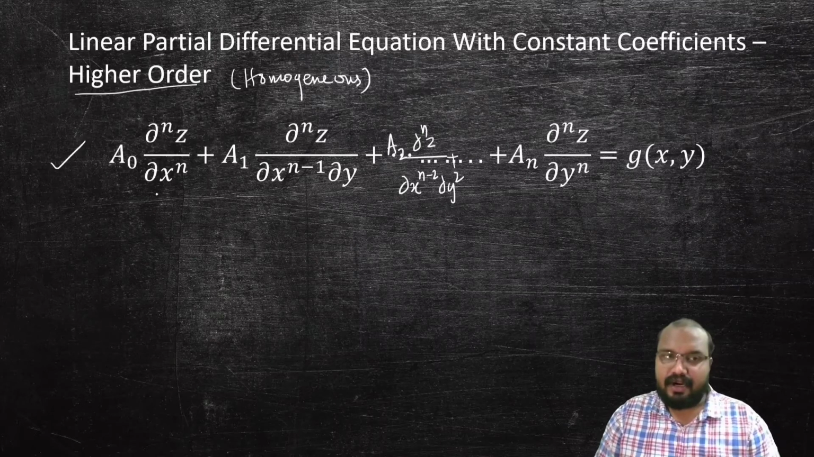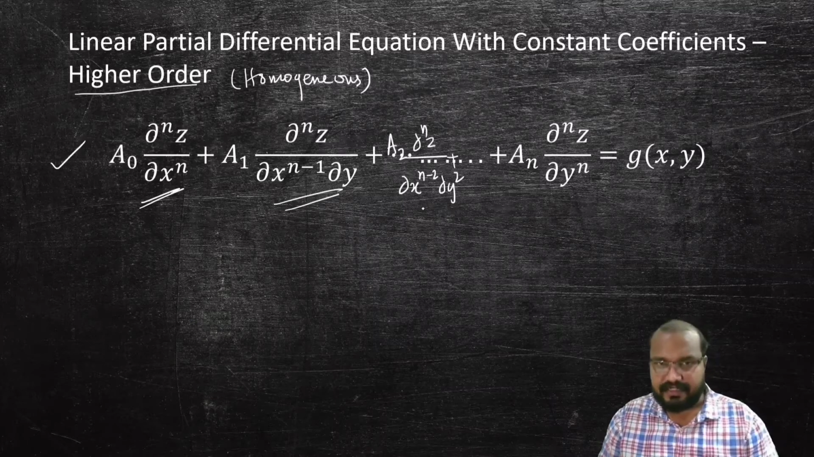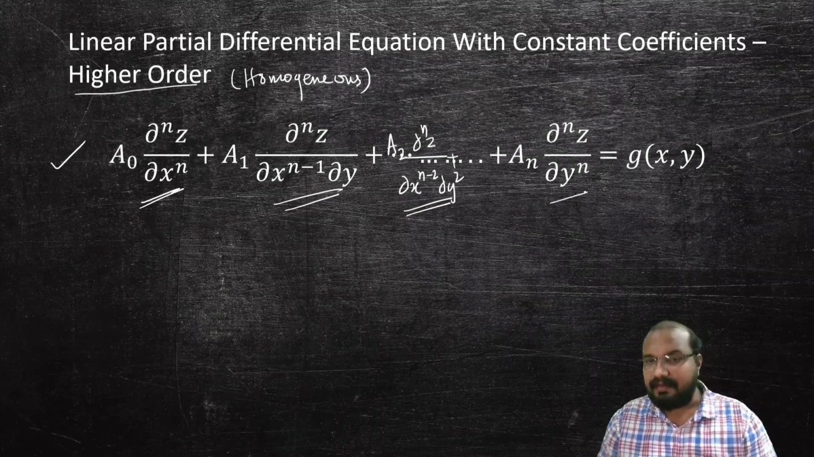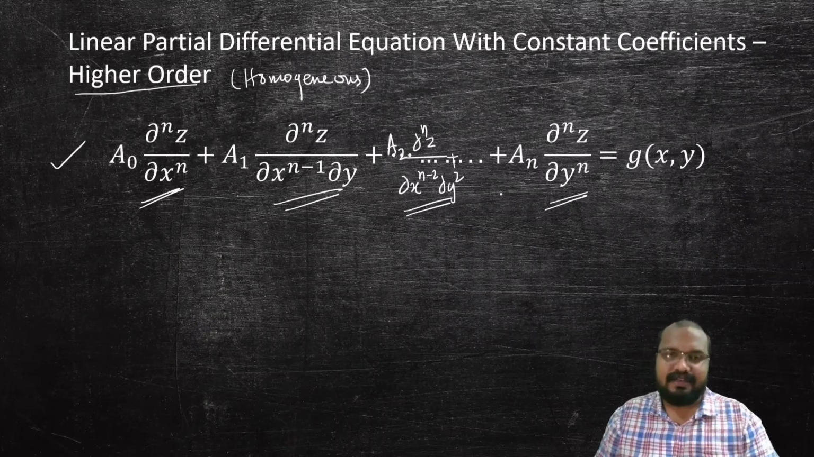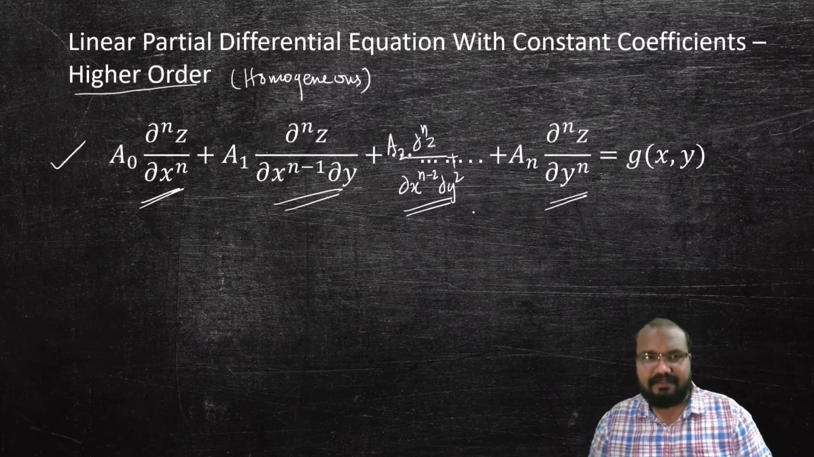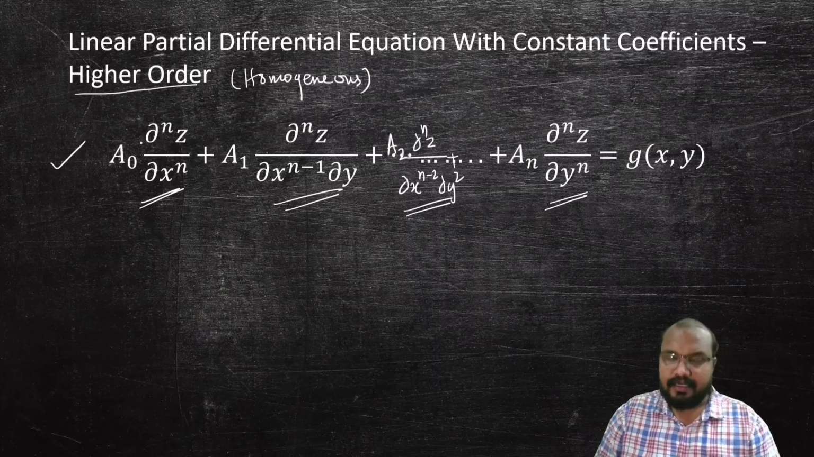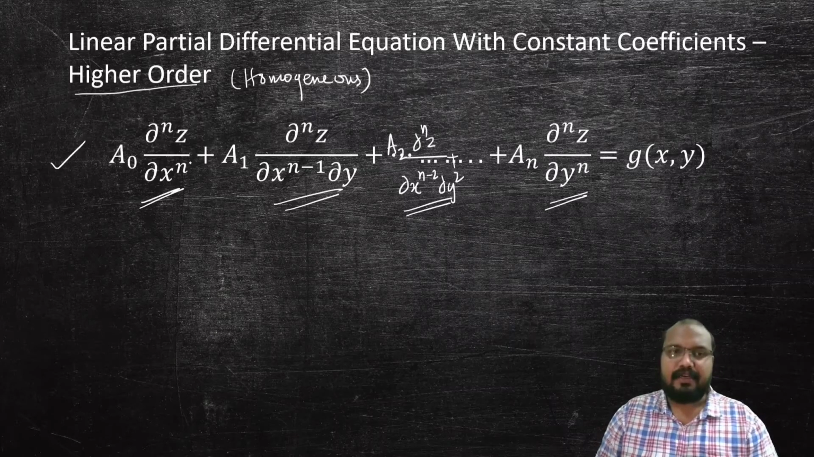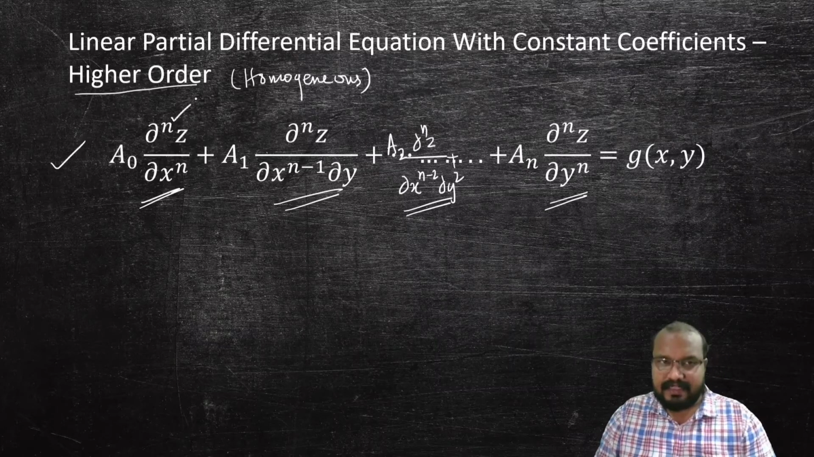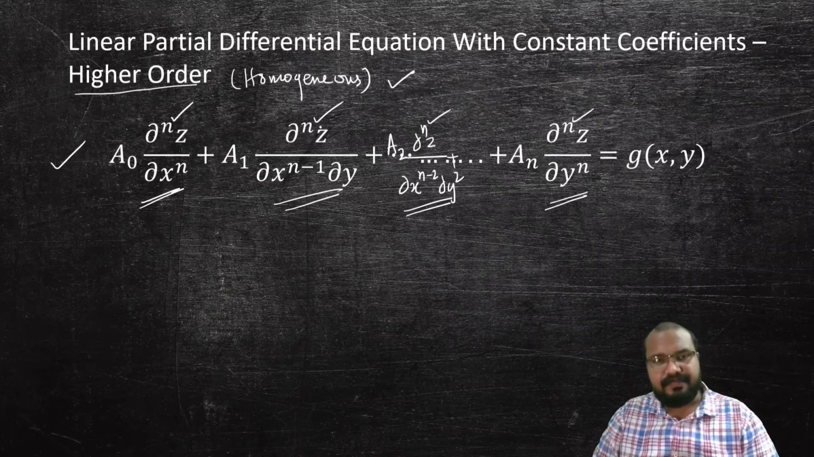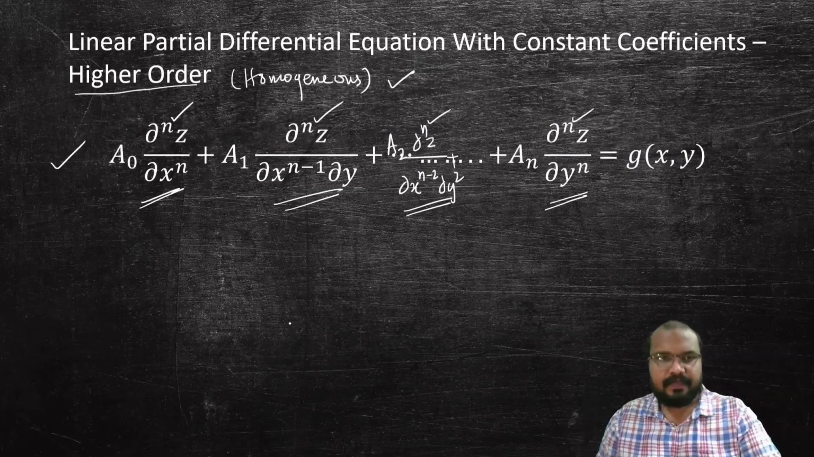You can notice in this equation every differential coefficient is of same order. It's an nth order derivative in every term. We can see the nth order derivative ∂^n z/∂x^n. It's an nth order derivative. All these are nth order derivatives. That's why it is called homogeneous equation. Okay, now how can you solve this?